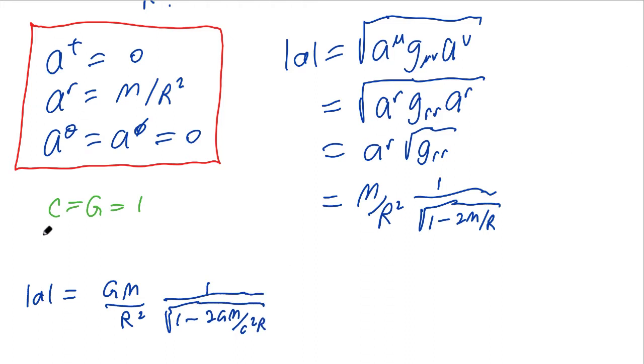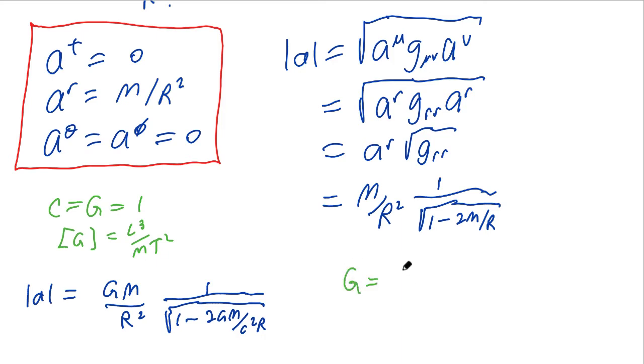So remember the units of G are length cubed over mass times time squared, and the units of c, of course, are length over time. So you can see here this factor has the units of length over time squared, the appropriate units for acceleration, and this factor is dimensionless. So we can now plug in the following numbers.